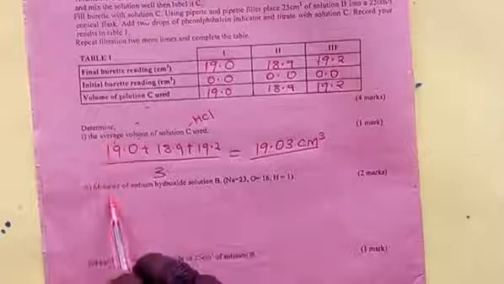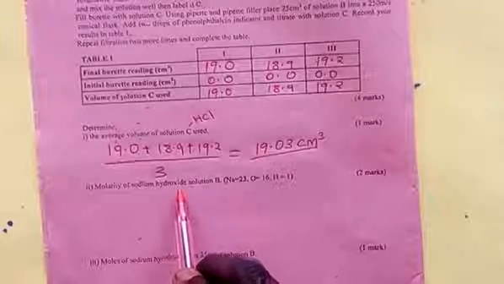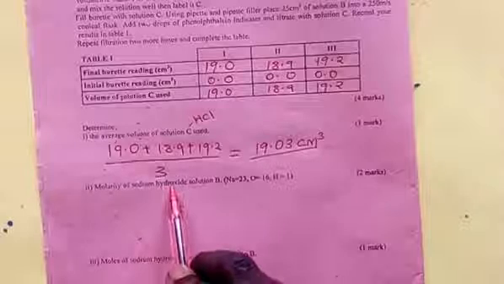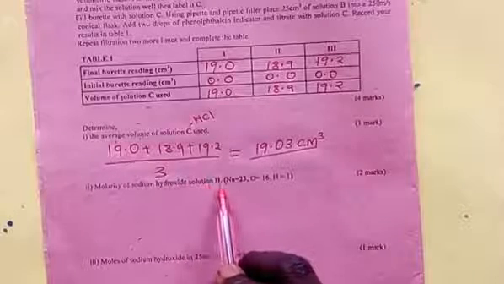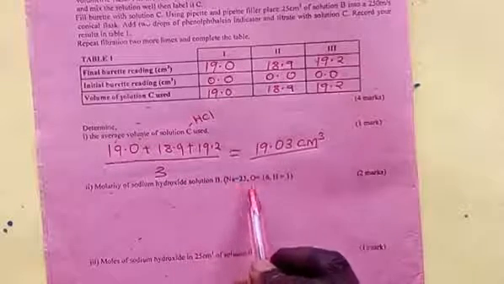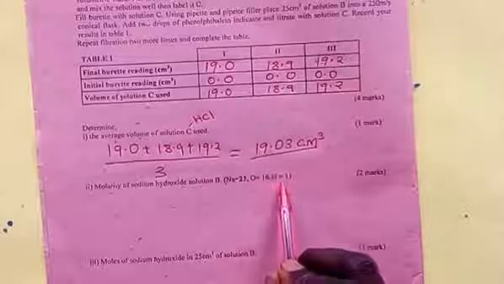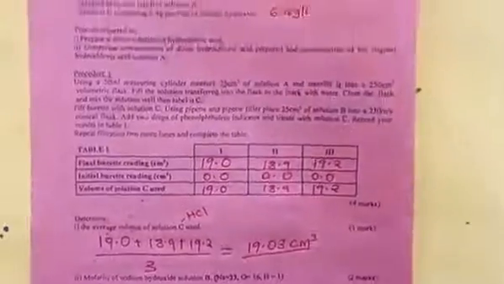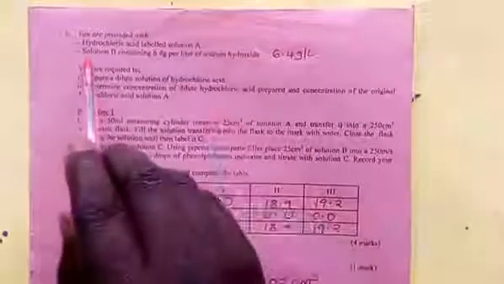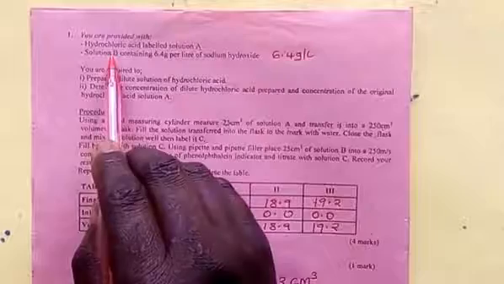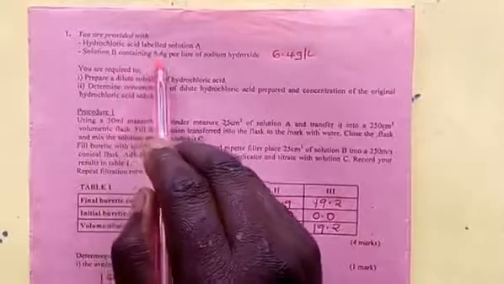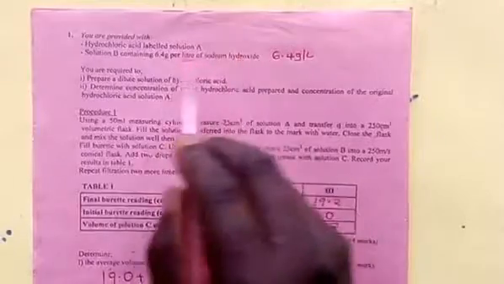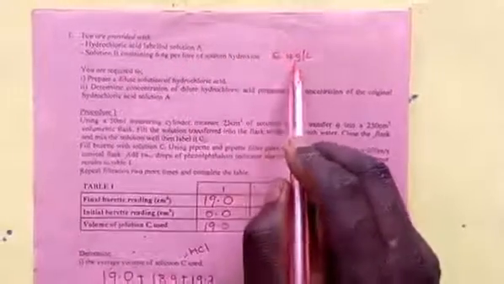Next, determine the molarity of sodium hydroxide solution B. Sodium is equal to 23, oxygen is equal to 16, hydrogen is equal to 1. We have 2 marks there. Now, it is very important to remember this. Solution B, how was it prepared? By 6.4 grams in 1 liter of the solution B. So this is the mass in grams per liter.